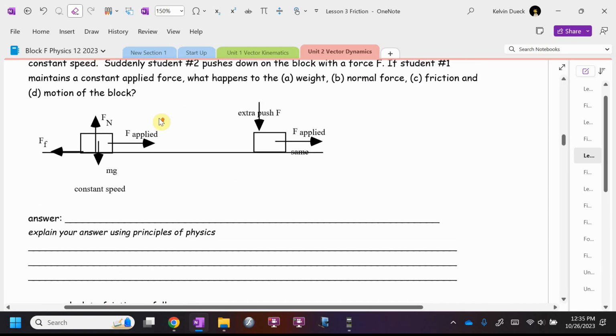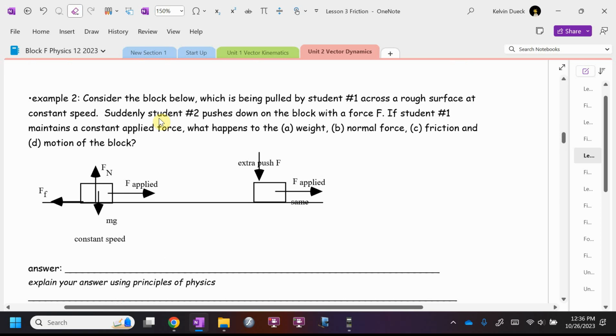Let's go back up here. Let's look at this little thought puzzle. Example 2. Consider the block below. You know what? Let's cross out the word block. Let's make it a bench. In fact, let's make it those wooden benches at the back of the gym that you sometimes slide around. Let's say that Anderson is pushing the bench along, and he's pushing it along at a constant speed. That's going to be important.